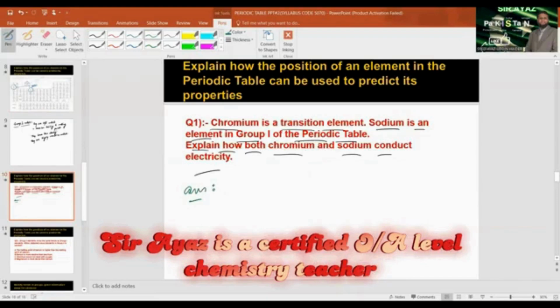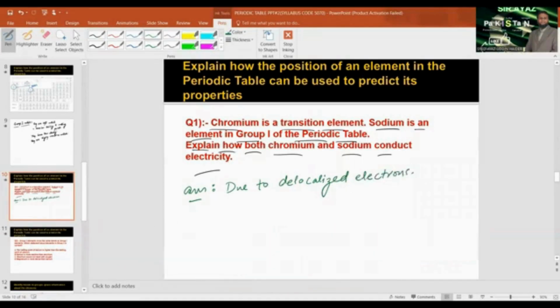As both of these are metals, both of these conduct electricity due to the presence of delocalized electrons. Delocalized means mobile, free. They have free electrons which can move around. It helps in the conduction of electricity or current.